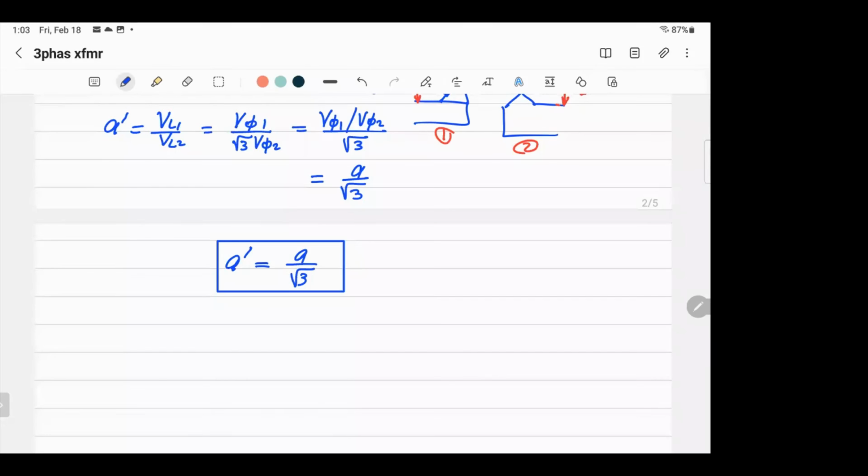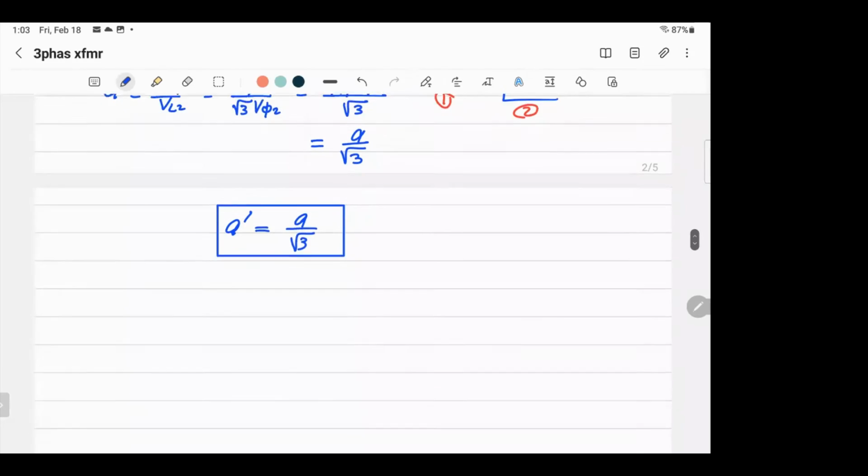Question: is A dash always equal to A over root 3 for a three-phase transformer? No, it's only for this case I'm discussing, for delta Y. If you make Y delta it will be different. Y Y will be different. Delta delta will be different. I'm just showing you an example, but you have to check yourself when you go home. I'll give you the table. Can you prove each one, or at least a couple of them, so you know you understand it? So that's how you get the turns ratio.